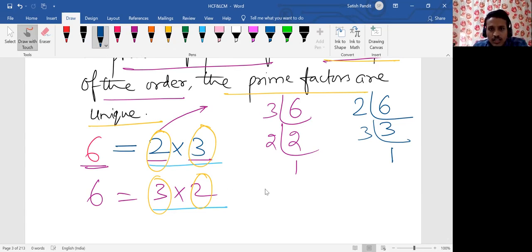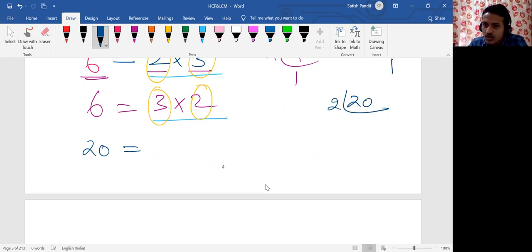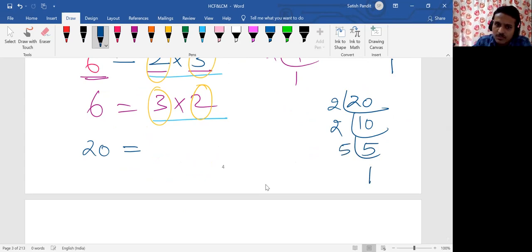Now, let us express 20 as a product of prime factors using the fundamental theorem of arithmetic. So I'll take the number 20 and divide it with 2. 2 10s are 20, 2 5s are 10, and 5 1s are 5. That means 2 into 2 into 5.